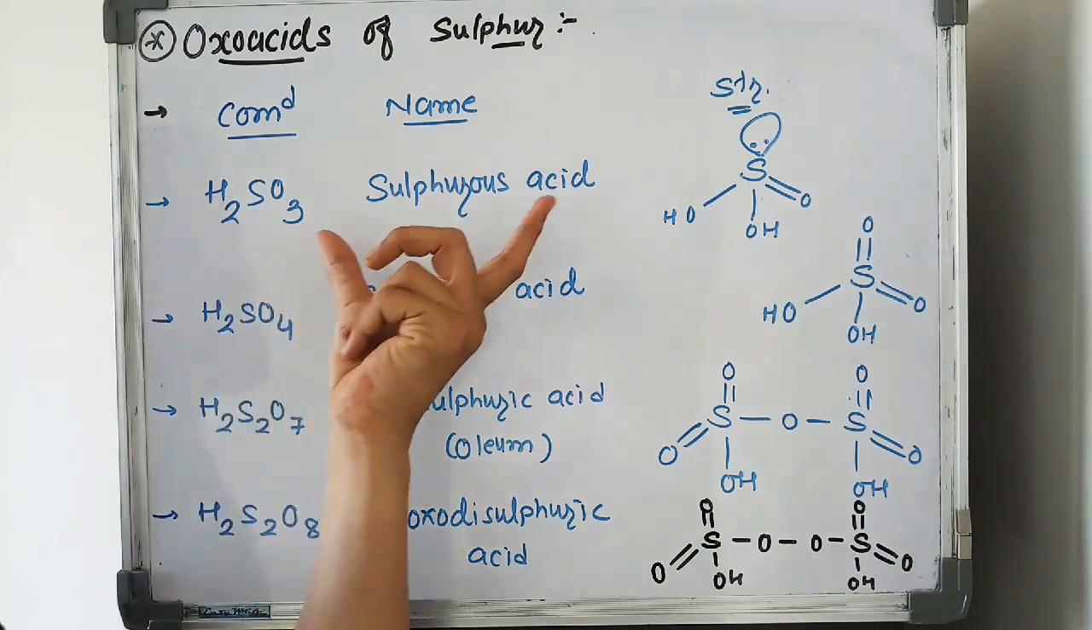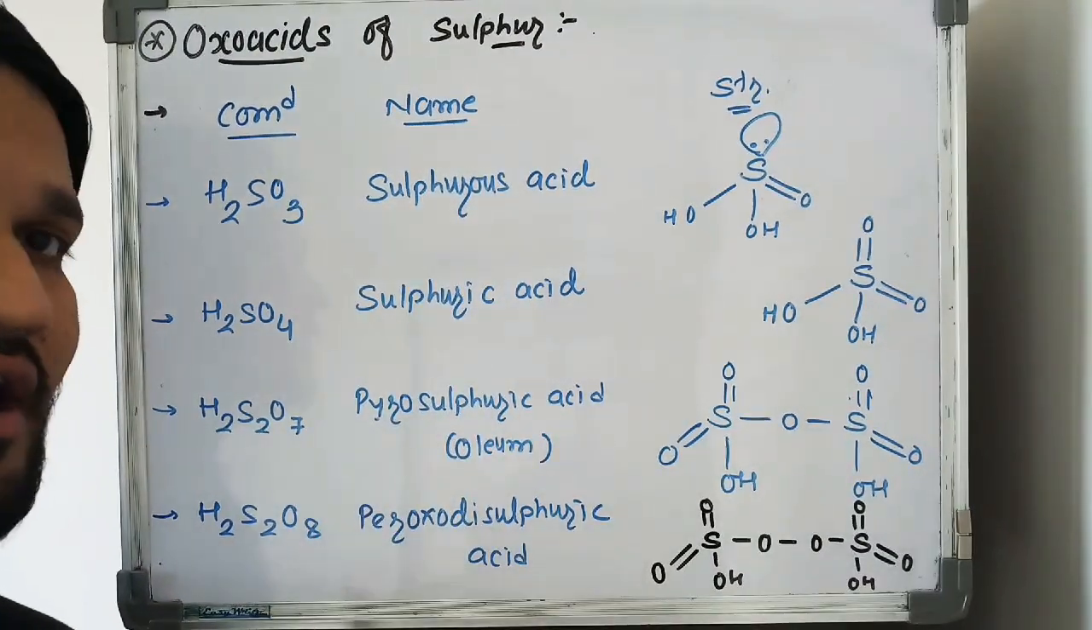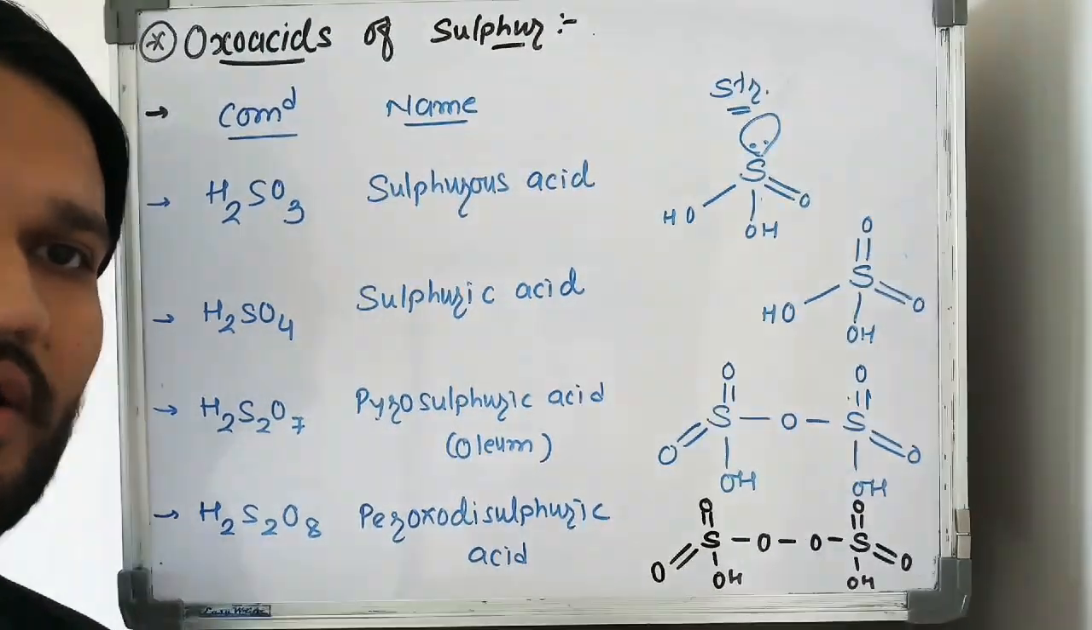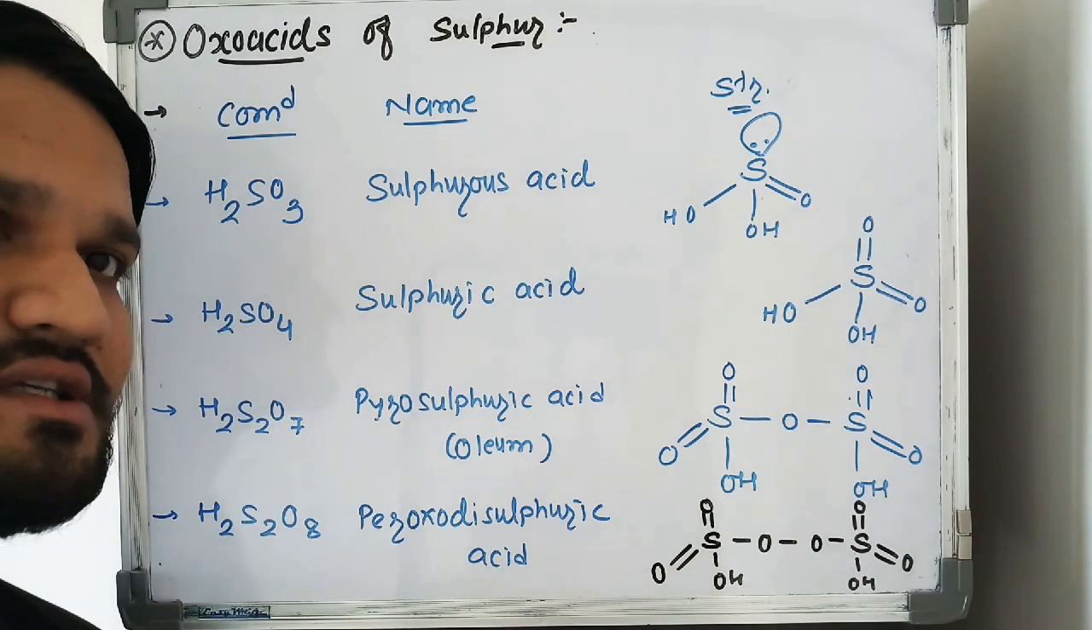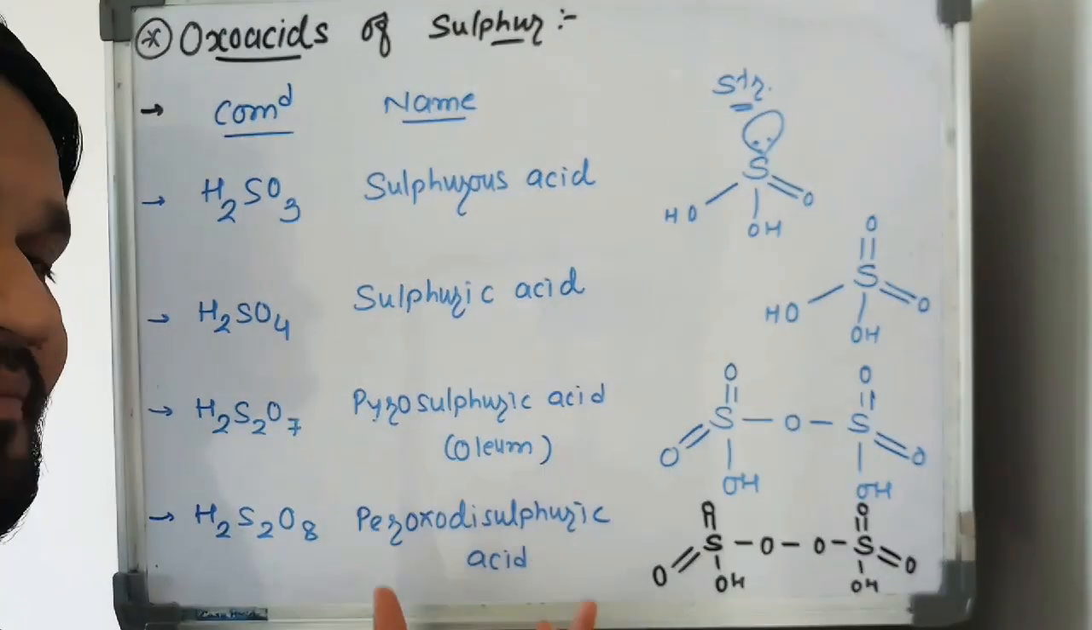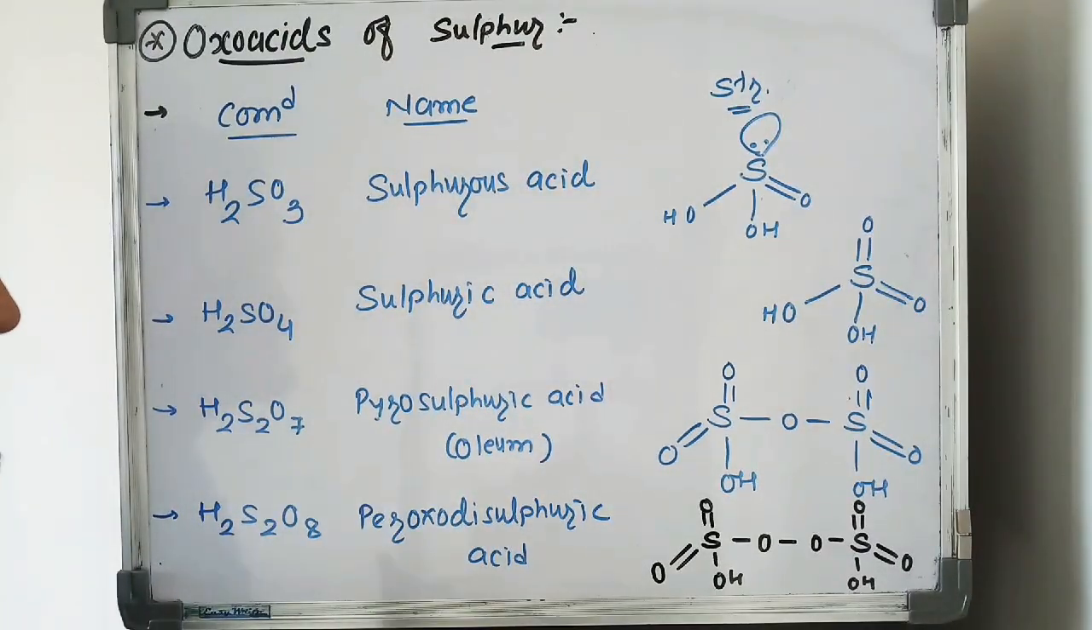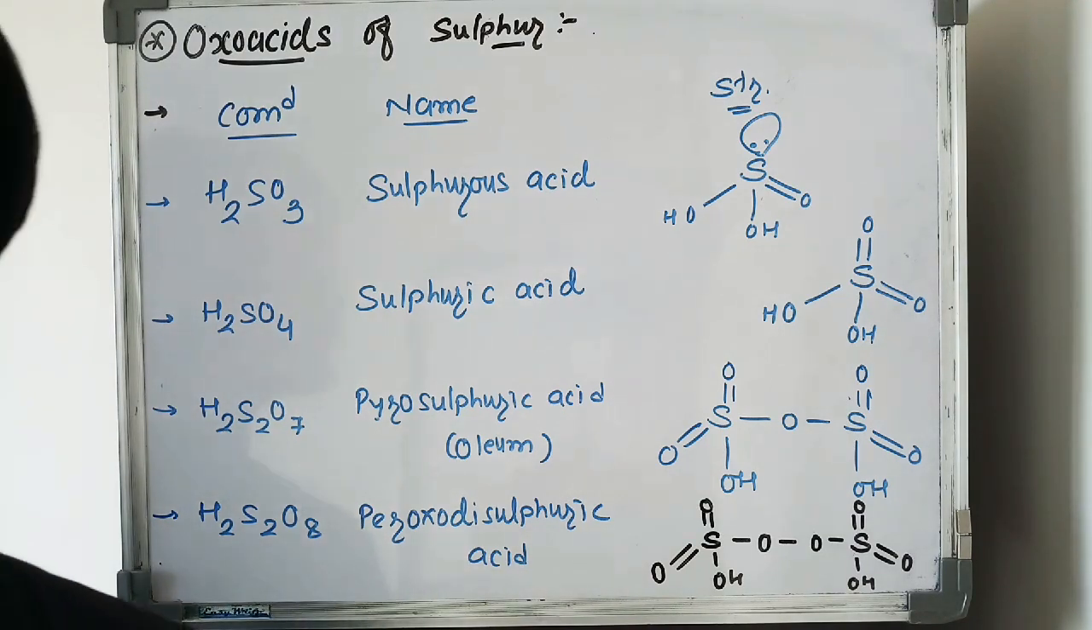So these are the oxo acids of sulfur, and sulfur on its reaction with oxygen forms various types of oxo acid, and this is the list of oxo acids.